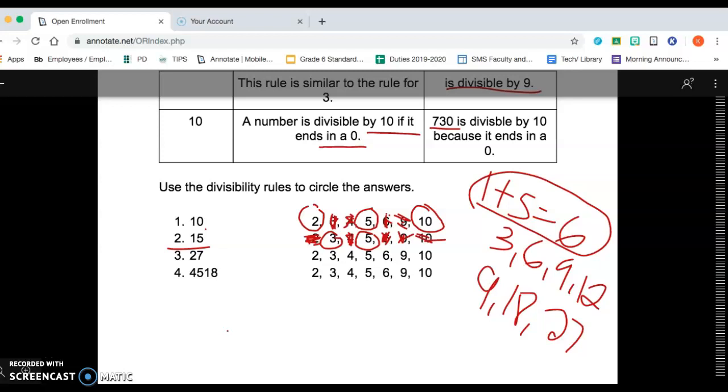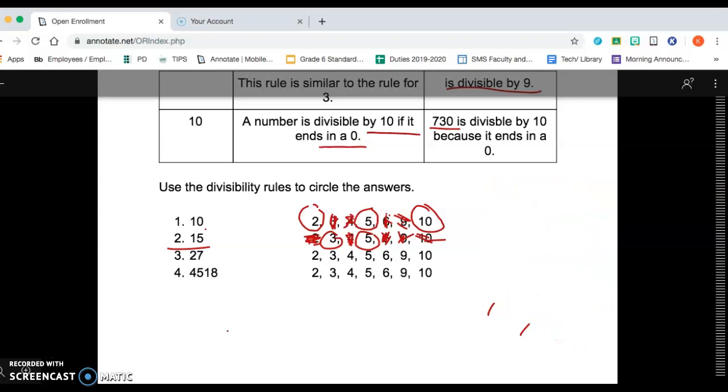Okay, so make sure you're writing this in your notebook. Number 3 is going to be 27. So 2, remember it's an even number. That's out. For 3, we add up the separate digits, so 2 plus 7 gives me 9, and 9 is a multiple of 3. Remember, 3, 6, 9. So it is a multiple, so 3 works.